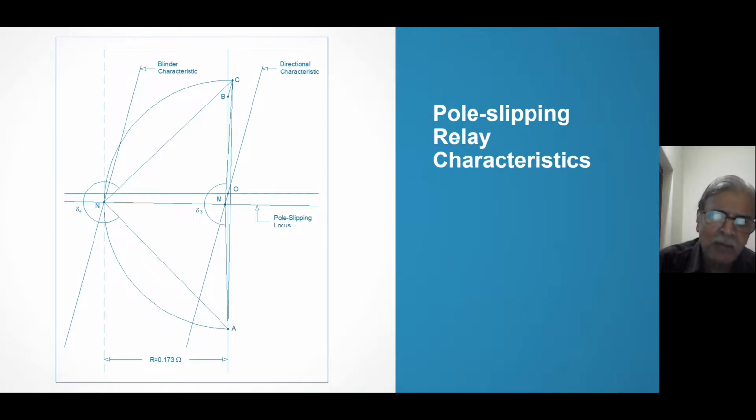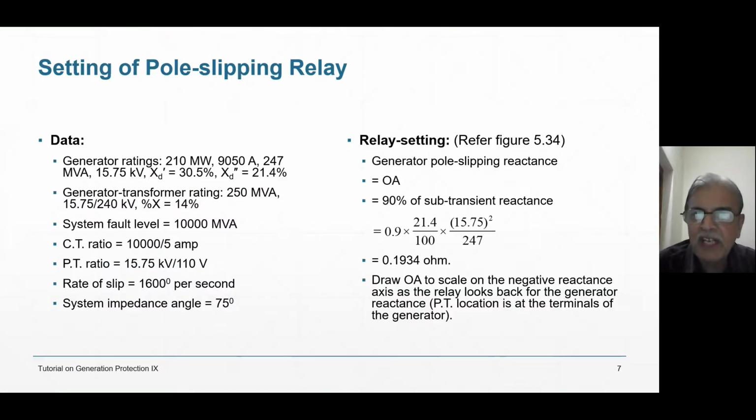You can take either subtransient or transient direct axis reactance, and you can plot OA. That is the generator pole slipping reactance. It is given as 90% of subtransient reactance. Usually, this is what is taken. From 21.4, I am converting to kV squared by MVA, multiplying to convert it into ohms because I will have to plot ohms. So I plot 0.193 ohms to some scale.